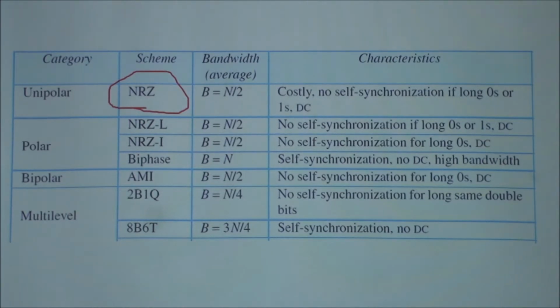For biphase, we do have self-synchronization through what? The mid-bit transition. In Manchester and differential Manchester, the transition in the middle of the bit is used for synchronization. They do not have a DC component, but we said they have high bandwidth because they have 2 signal elements per bit interval. We talked about AMI and B8ZS for the bipolar. We said AMI has no synchronization for long runs of zeros, and it does have a DC component, but we said we will fix the synchronization problem using scrambling. Multi-level, we talked about 2 techniques here for higher data rate.